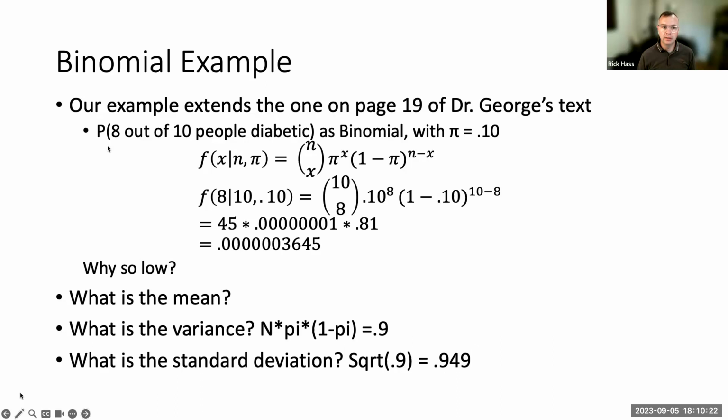So we could say that if we were going to do this experiment where we looked at 10 people and wanted to know how many of them would be diabetic, our best guess is that one of them would be diabetic. The standard deviation tells us that we'd be off by about 1.